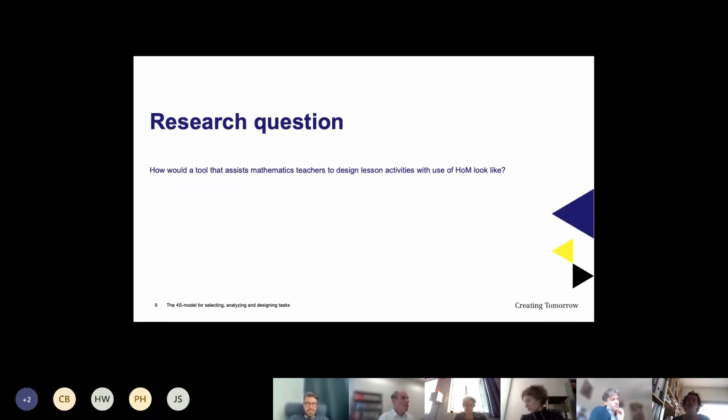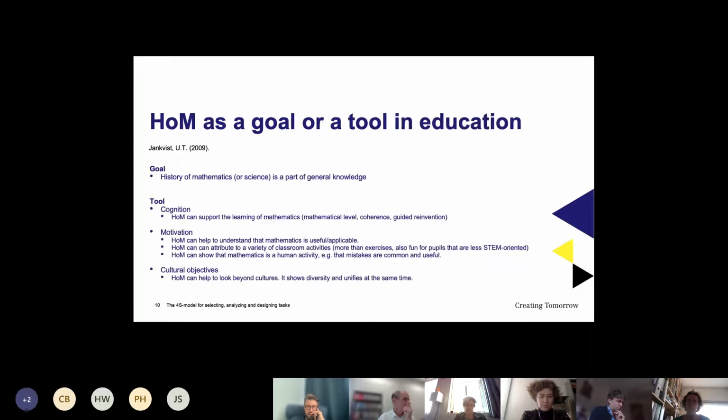For the first part of my PhD project, I focused on creating a tool that would assist mathematics teachers to design lesson activities where they would use history of mathematics. So that's what we're trying to get here, a tool. And I'm going to share a little bit of the literature on history of mathematics in education that is generally used.